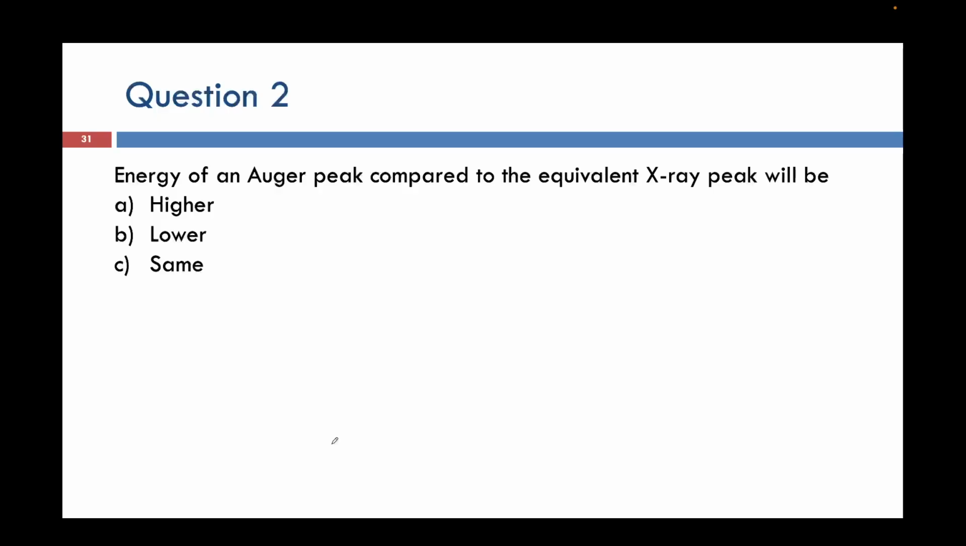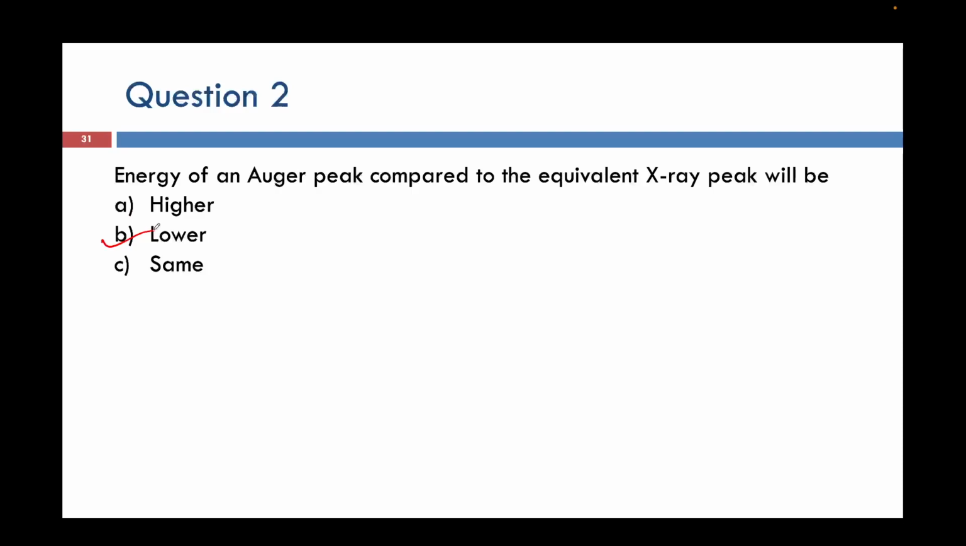B, lower. Yes, it is B, lower, because after the emission of the X-ray, a fraction of that energy is transferred to an electron. Then if that energy crosses its work function, the electron goes out of the outer shell. So a fraction of the X-ray energy is used to emit the Auger electron, which means the Auger peak will definitely be lower than the X-ray peak.